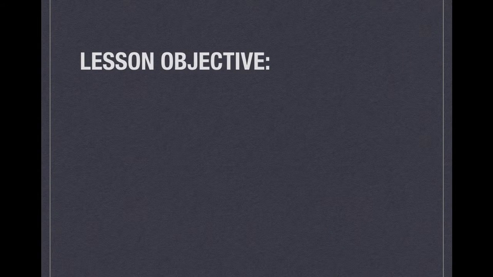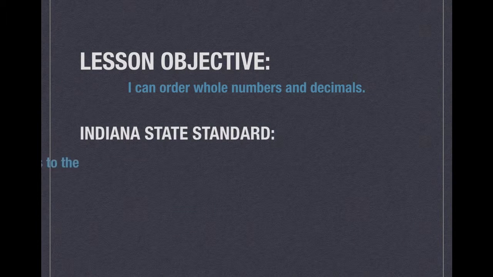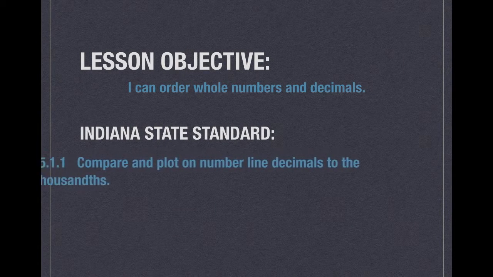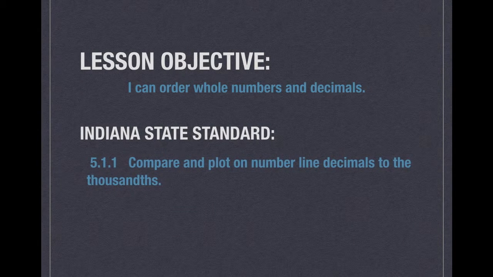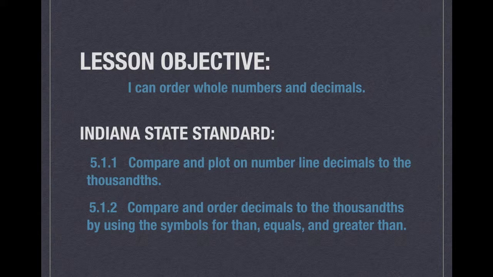By the end of this lesson, you should be able to order whole numbers and decimals. The Indiana State Standard states that you should be able to use a number line to order whole numbers and decimals to the thousands place, as well as use symbols to compare them, the symbols for less than, equal to, and greater than.